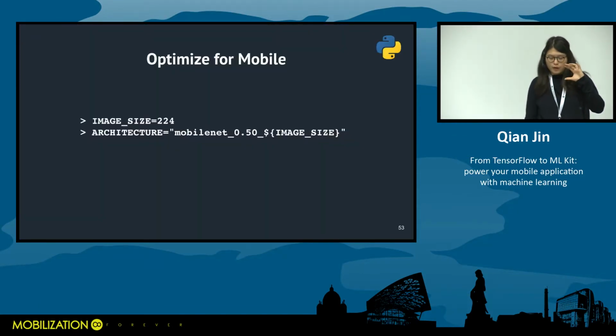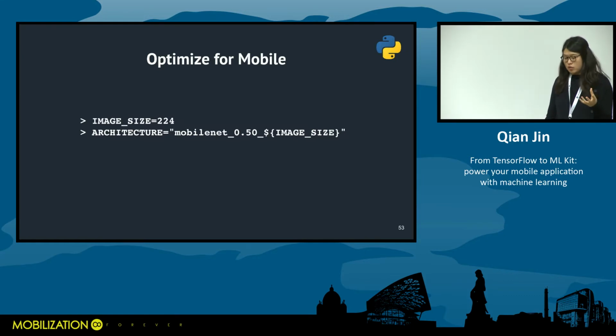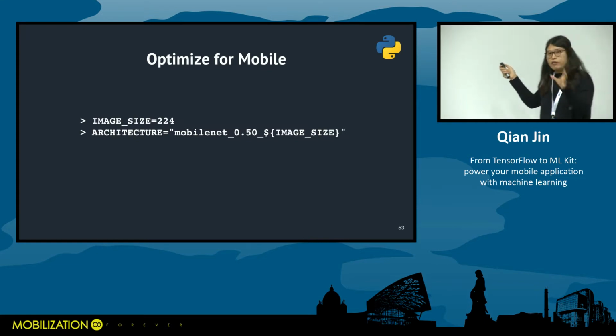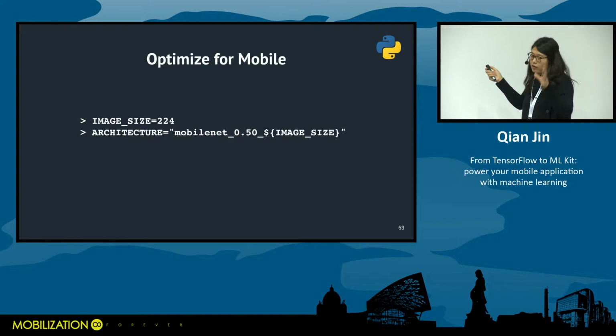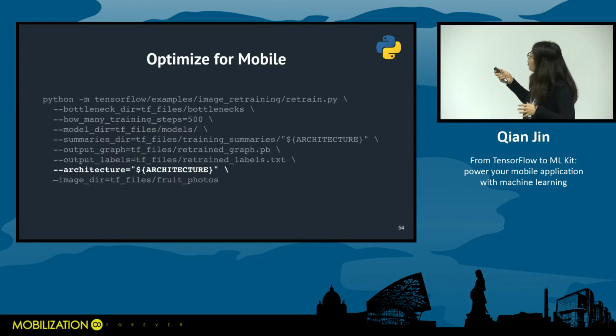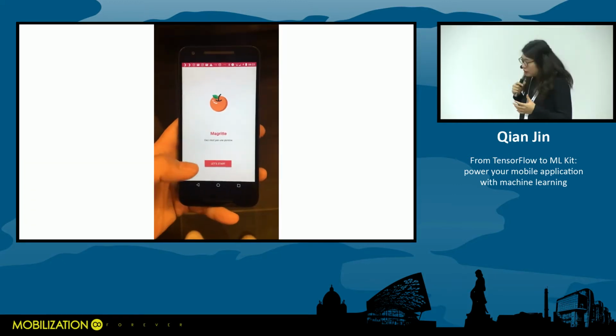Actually, it's very simple to optimize for your mobile. You just have to specify the architecture you want to use. In my case, it was MobileNet, and this 0.5 is a parameter, so that means I only use half of the layers, half of the weight. And the image size. I almost use the same script. After some retraining, my demo works better.